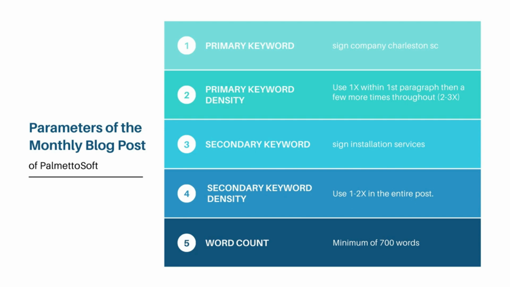For brevity, and like I stated earlier, here are the parameters of the monthly blog post. At the beginning of the month, the PalmettoSoft manager sends our copywriter an email in the following format. Our copywriter reviews the requirement and then sets up a conference call with the customer to determine the theme, etc. And what we end up with is a well-written article that both the search engines and the public like.